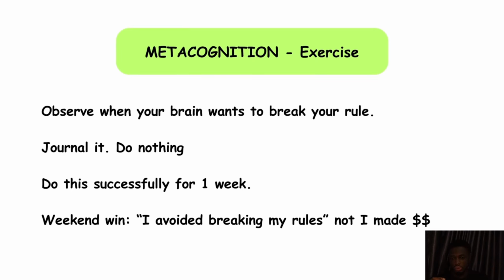So that exercise helps you to journal it and just do nothing and just observe your brain. Your brain is telling you to go in this direction, but you're choosing to go another direction. Why? Because the other direction, which is following your rules, is what keeps you in the game. It's what keeps you in the long term, not just your momentary brain triggers. So if you can do this successfully for 1 week, that is a win.